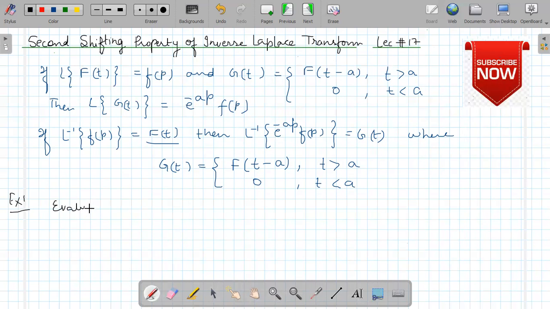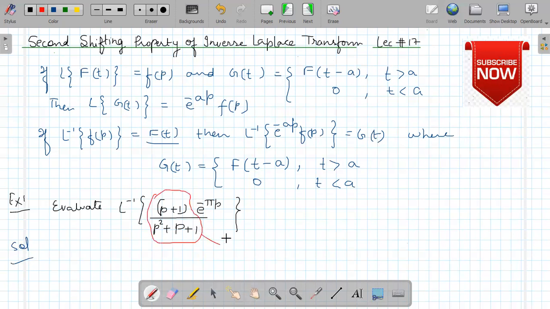Evaluate Laplace inverse of p plus 1 over p square plus p plus 1 e raised to the power minus pi p. Okay, so first of all extract f(p). What is f(p)? Except the exponential function, the remaining function is f(p). This is f(p). So we have to take the Laplace inverse of f(p) first.